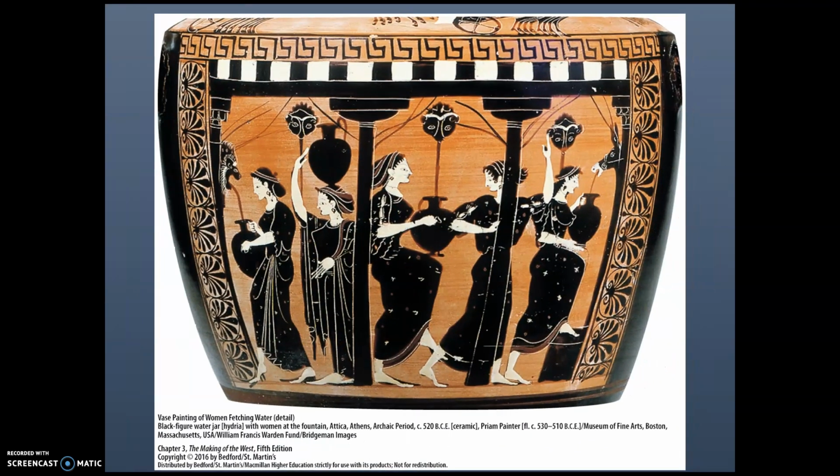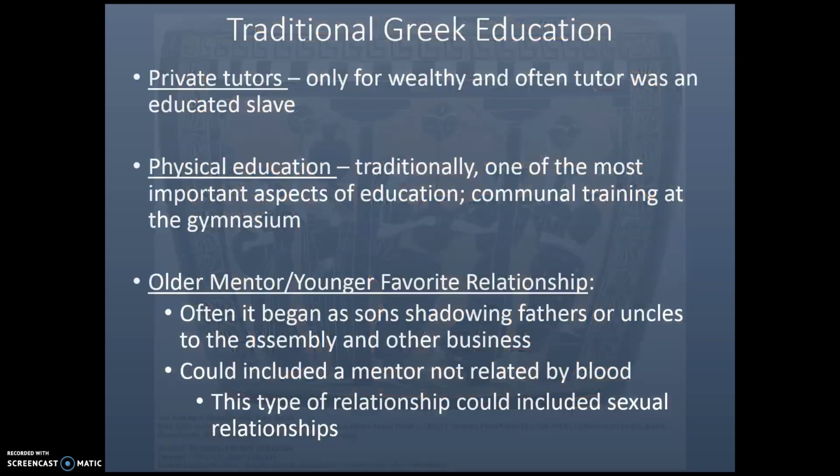Here are women fetching water, just showing some of the day-to-day things. You would have these fountains in the city where women would gather water. Other things, let's talk about the education there. So the rich always had private tutors, often a slave, for their children, especially their male sons.